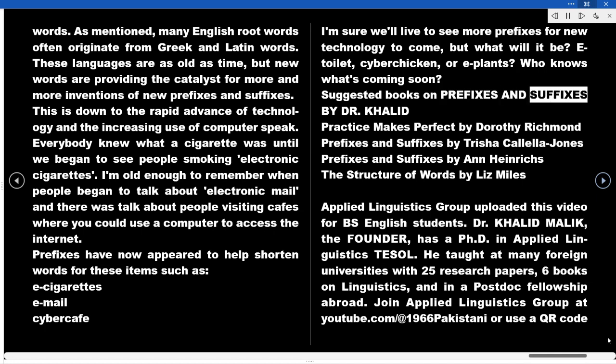Suggested books on prefixes and suffixes by Dr. Khalid. Practice Makes Perfect by Dorothy Richmond. Prefixes and Suffixes by Tricia Corlella Jones. Prefixes and Suffixes by Anne Heinrichs. The Structure of Words by Liz Miles.